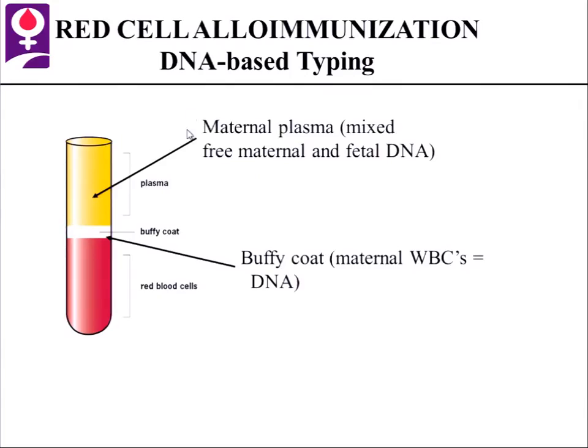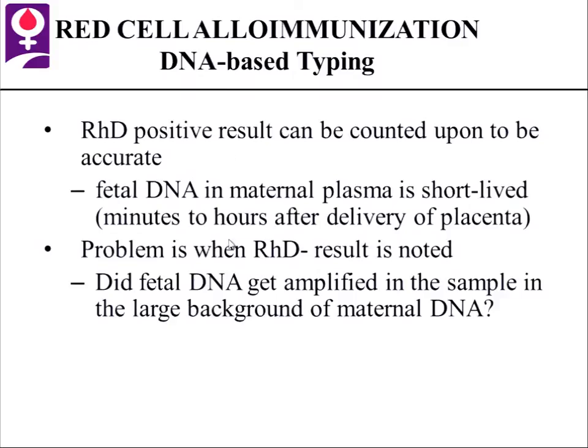blood. So obviously you have a blood sample, and when you spin it down, you have a buffy coat of maternal white cells. That's going to be indicative of maternal DNA. You're going to have plasma that's going to have free fetal and maternal DNA in it. So this is a mixed sample above. And the problem is that if you have an Rh positive result, that's easy. You shouldn't have Rh positive DNA in the maternal bloodstream unless it's coming from the fetus. Remember, it can't be left over from a previous fetus.